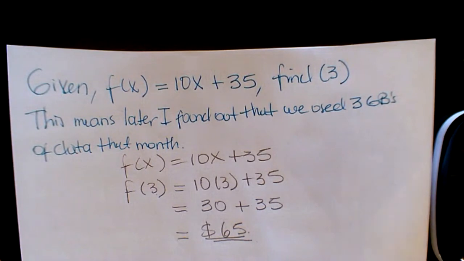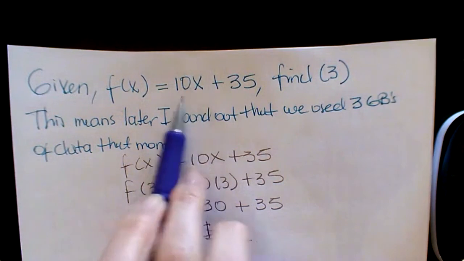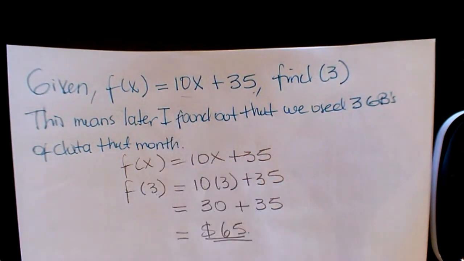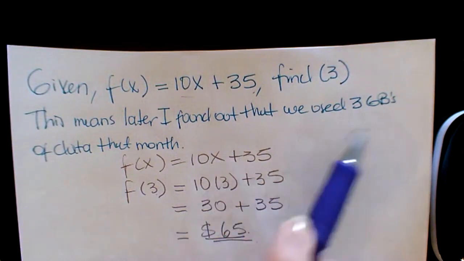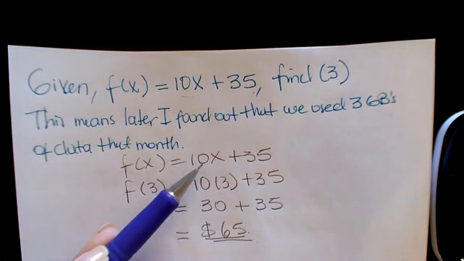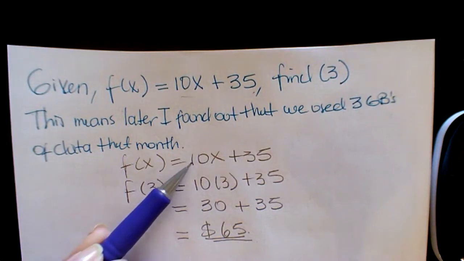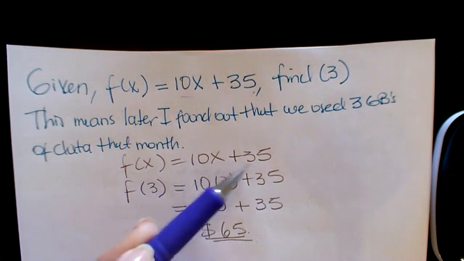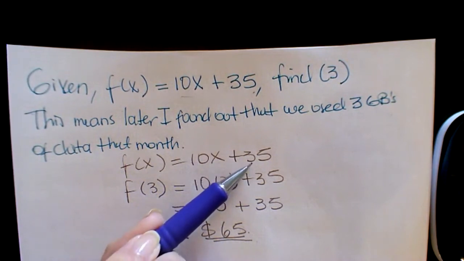So again, at the beginning of the month, I'm not able to calculate. I know right now this is the formula. This is the equation. That's how I do it. Once I know, let's pretend I use 3 gigabytes, I can calculate my monthly bill. Remember, for every gigabyte, I need to pay $10 and a flat fee of 35.